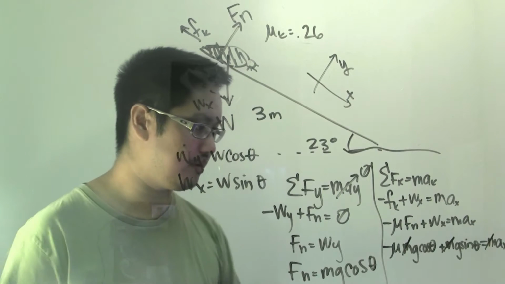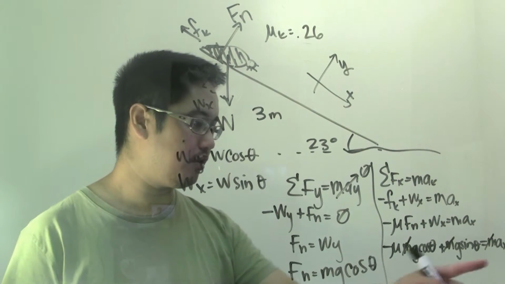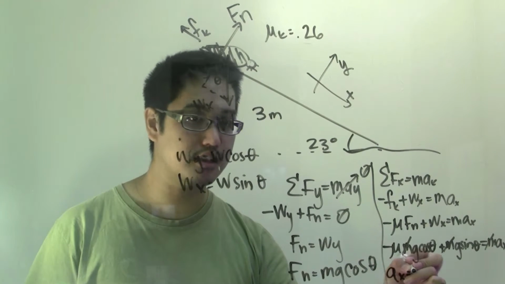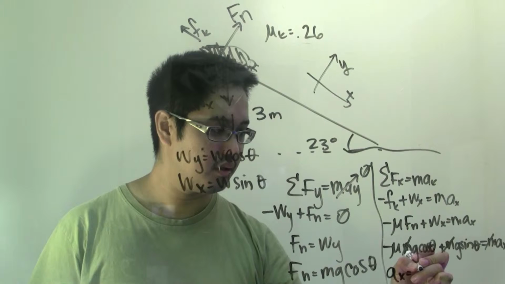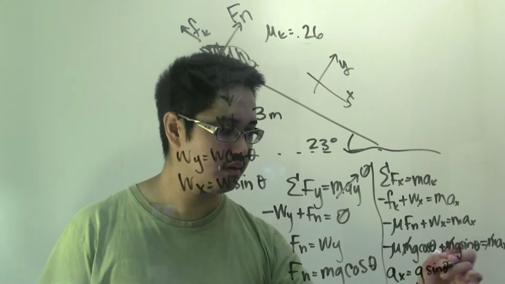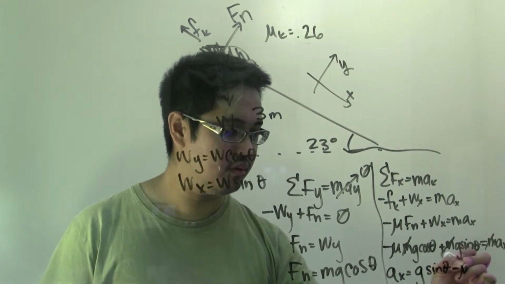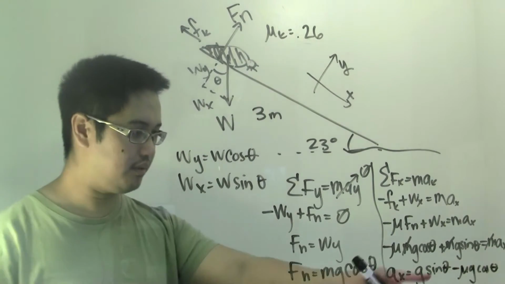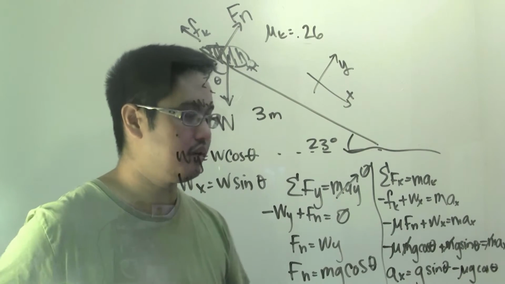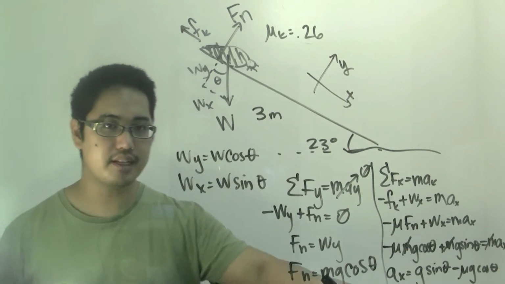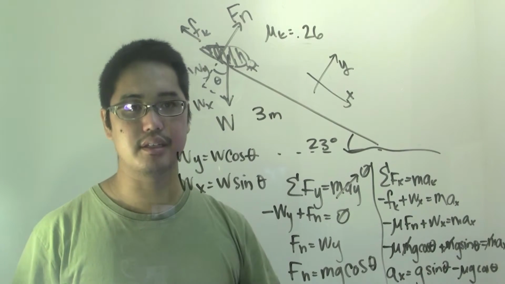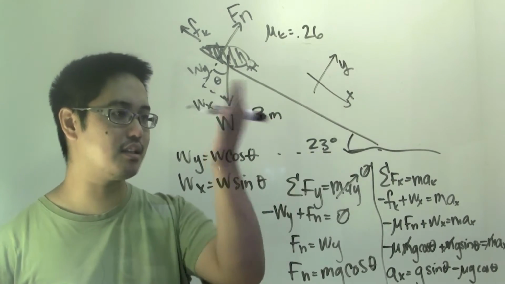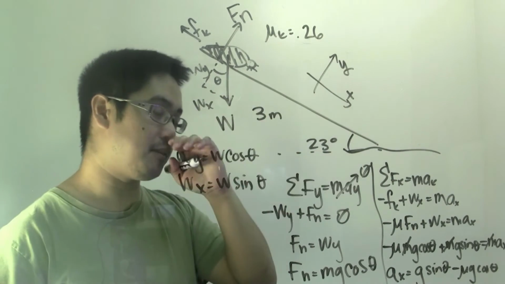I know what my acceleration is. It's a_x equals g sine theta minus mu g cosine theta. All I did was switch this around. Now that I have my acceleration, I can plug in my numbers and figure out what that is. Now I can figure out how long it takes to get to the bottom of this ramp, because I know the distance of my ramp.